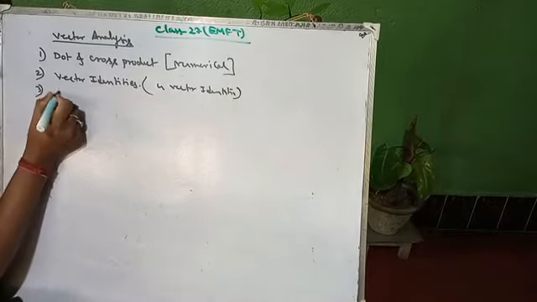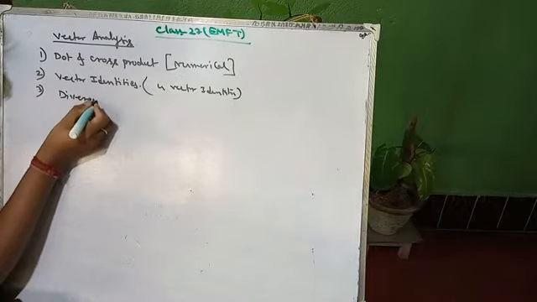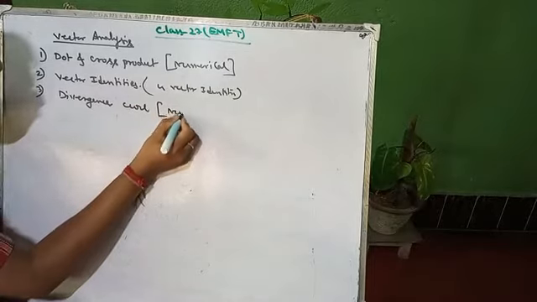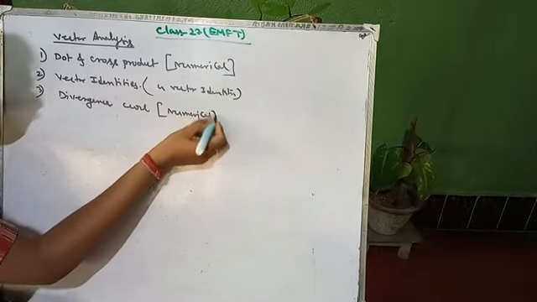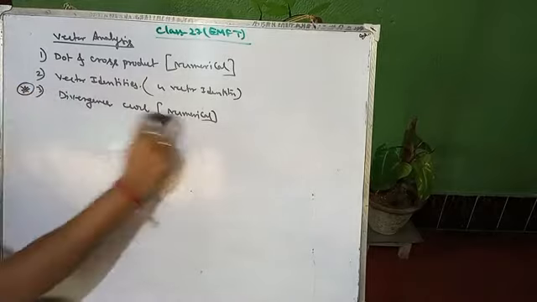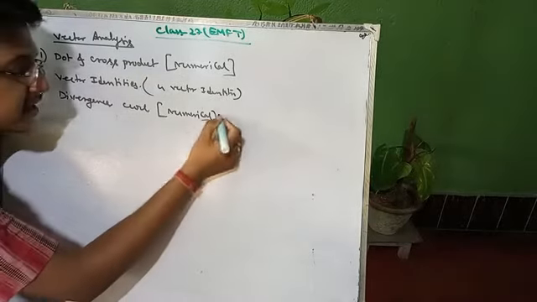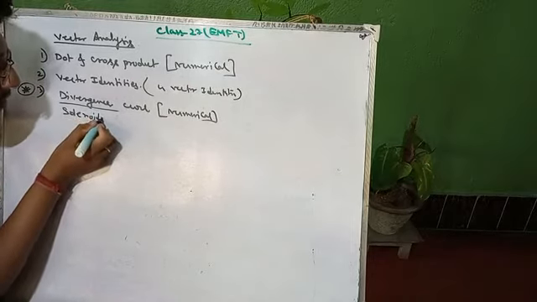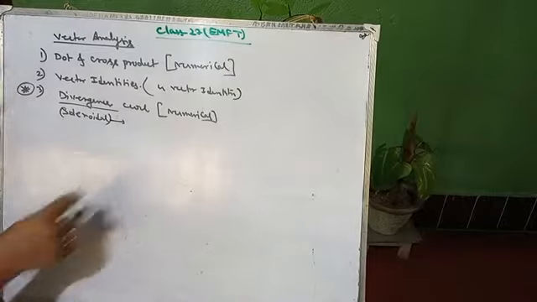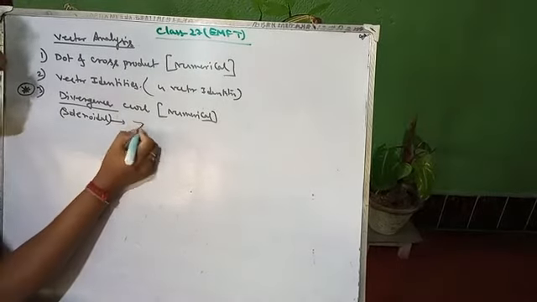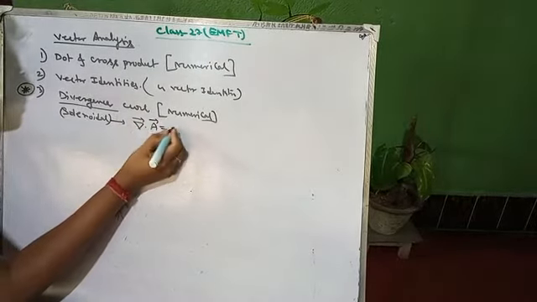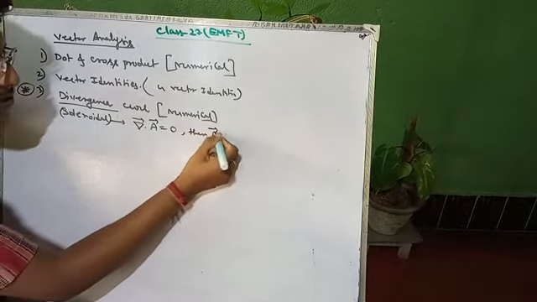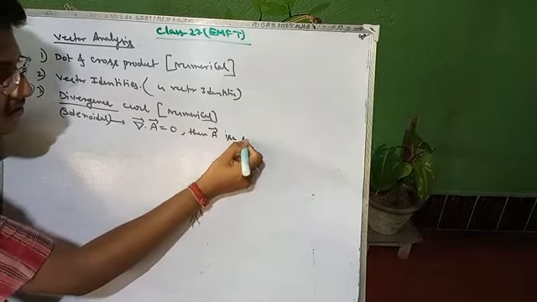Third one, divergence and curl numerical. This type of numerical is VVI, a sure question. Divergence means solenoidal. Solenoidal is nothing but: if the divergence of a vector A is 0, then A is said to be solenoidal.